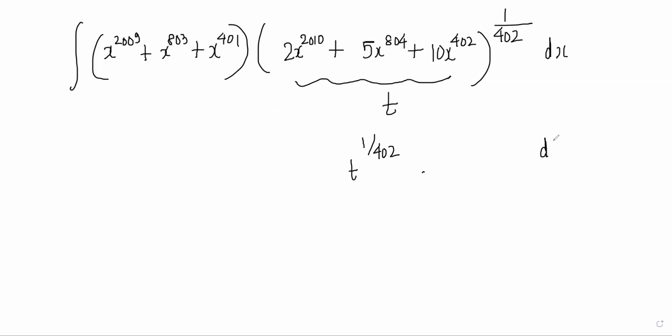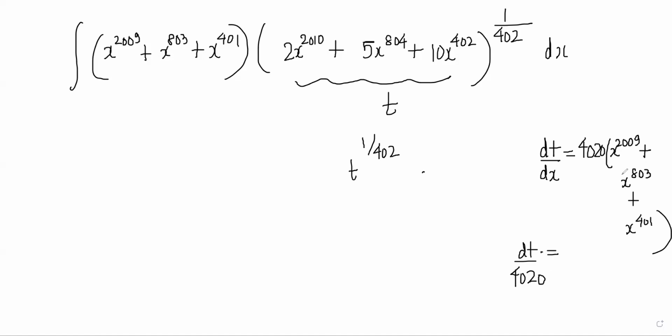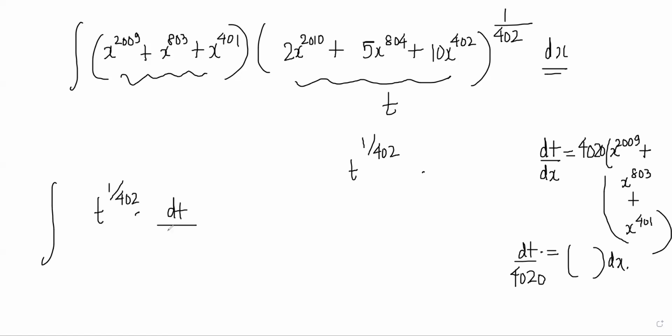dt by dx is equal to 4020 times x^2009 plus x^803 plus x^401. So dt by 4020 is equal to this multiplied by dx. So this is already there, dx is already there, and what we get is basically t^(1/402) into dt by 4020.